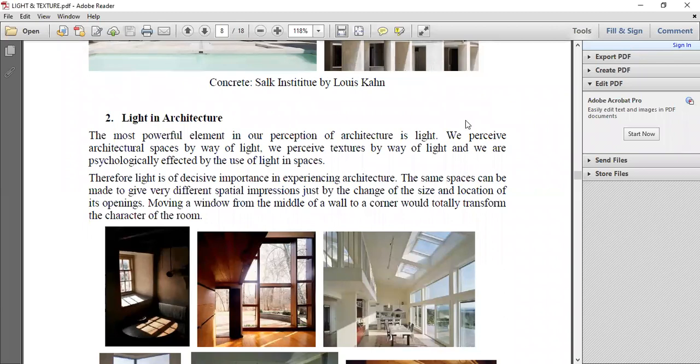Okay, so today we will be discussing light in architecture. The part which we have started is light and texture. For the students, if someone was not there, just confirming that.